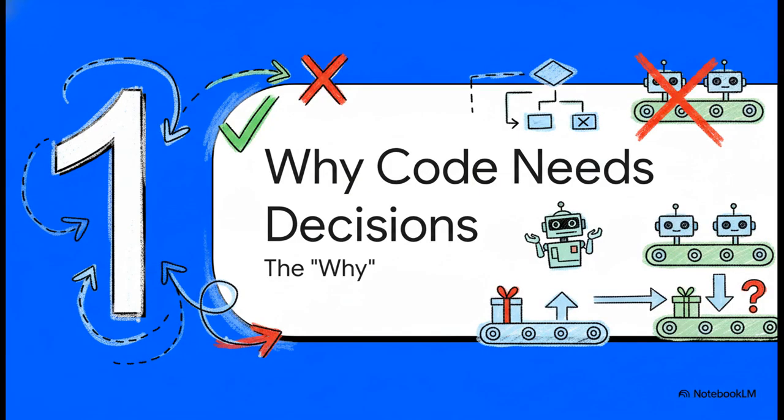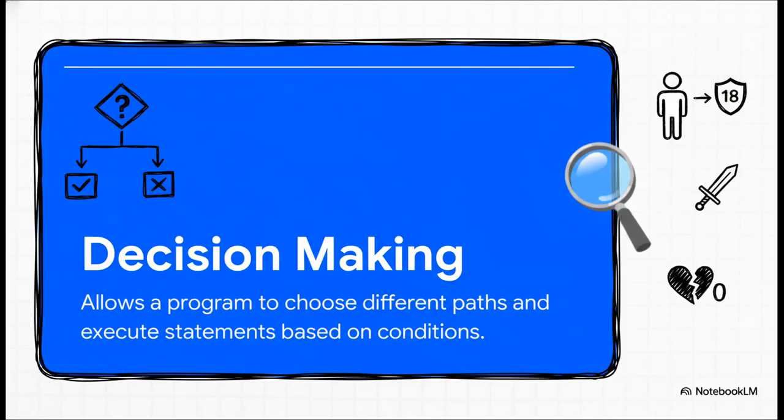Why is this whole topic so fundamental? Well, imagine a program that did the exact same thing every single time you ran it, no matter what you did. It'd be predictable, sure, but it would also be pretty useless, right? Decisions are what make software interactive. They make it powerful. At its heart, decision-making is all about asking questions.